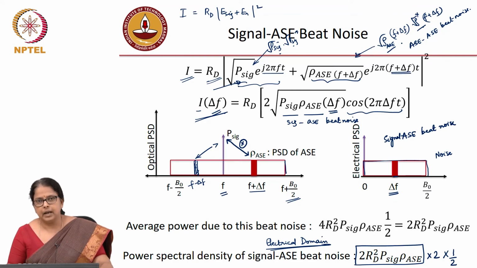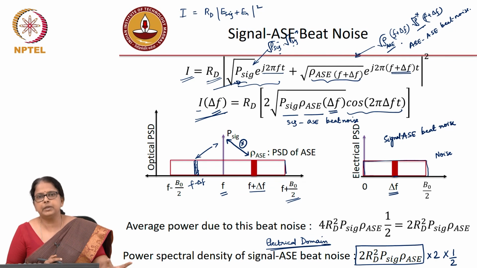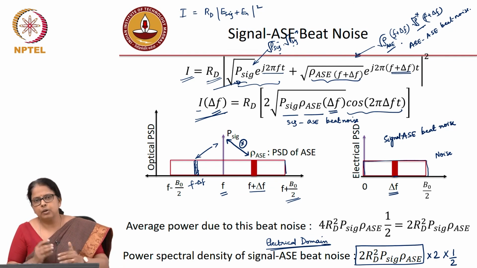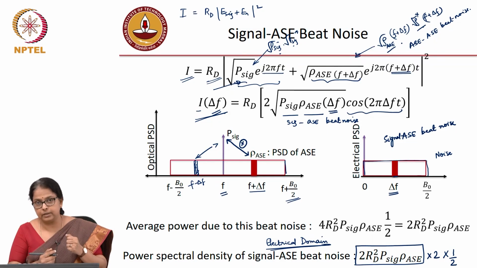I will remind you, we ignored the ASE beat noise because we presumed that the amplified spontaneous emission by itself is a low number. So, it beating with itself is going to be a smaller contribution. But if you were to do an accurate calculation, you will have to do the same process for the ASE beat noise.